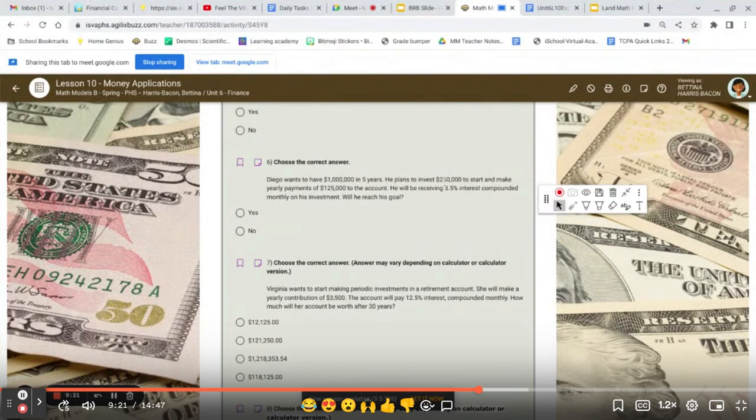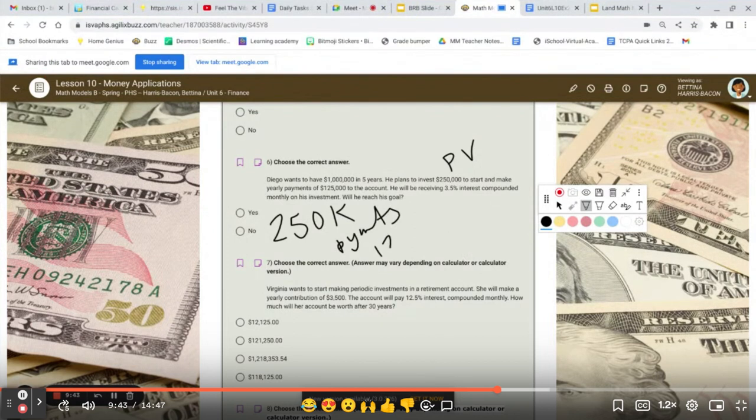It says he plans to invest $250,000. So he's going to invest $250K. So that's going to be the present value. So right now it's going to be $250,000 to start, and he's going to make yearly payments. So he's going to make payments of $125,000. His interest rate is 3.5%, and they're going to compound it monthly.